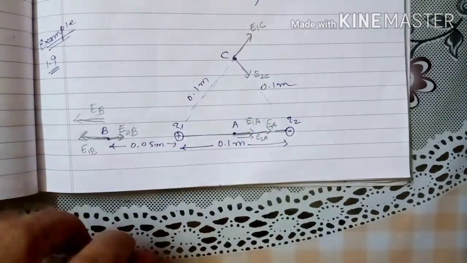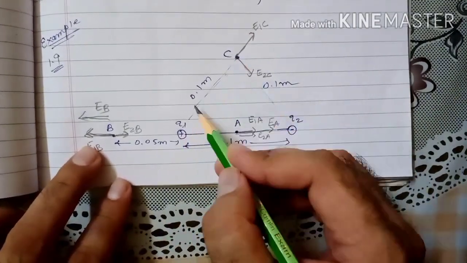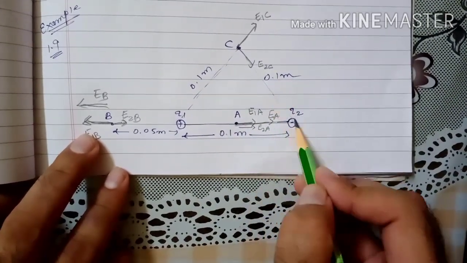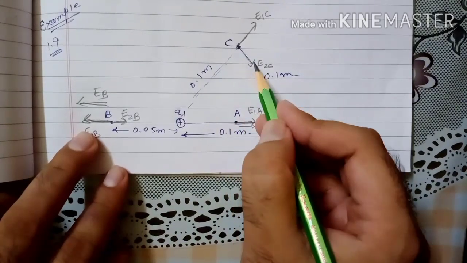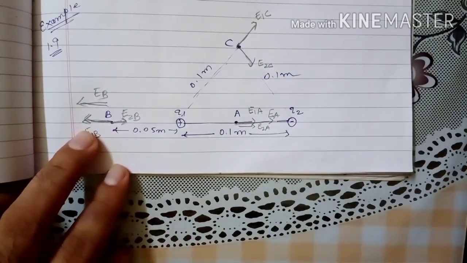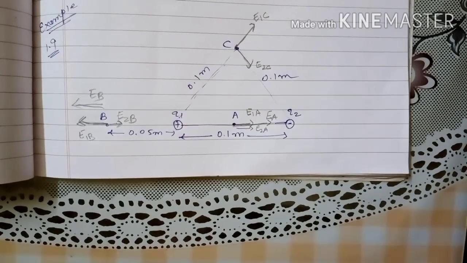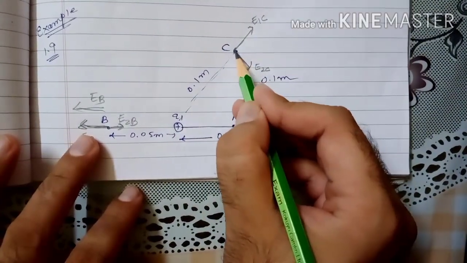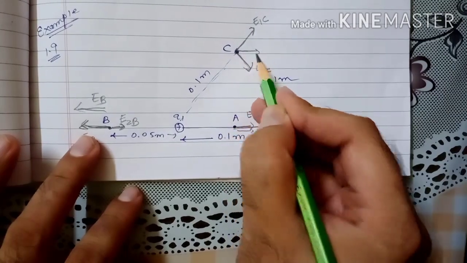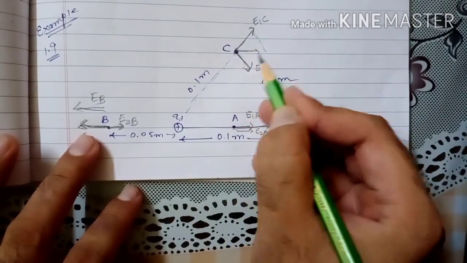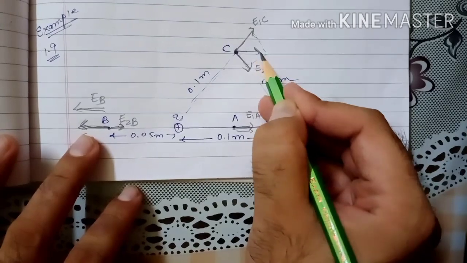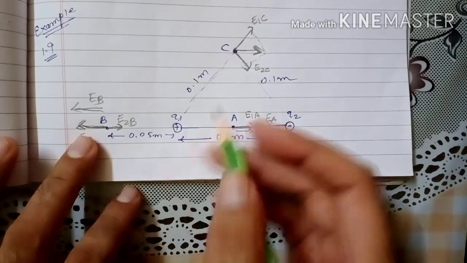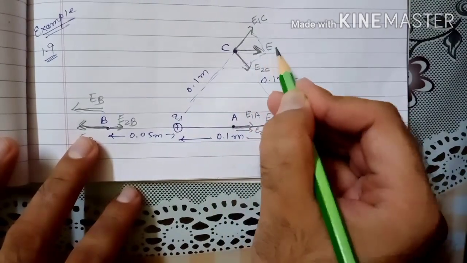Here point C is at a distance of 0.1 meter from the first charge and 0.1 meter from the second charge. Therefore, the electric field due to the first charge and the electric field due to the second charge will be the same magnitude wise. Only the direction will be different. To find the net electric field, we just have to complete the parallelogram, and the diagonal will give us the direction of the net electric field, that is EC.